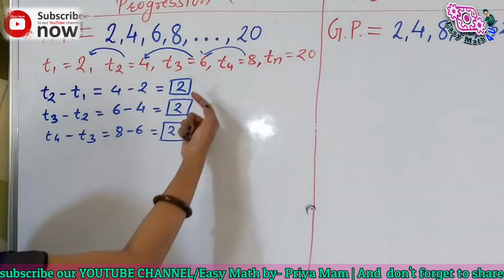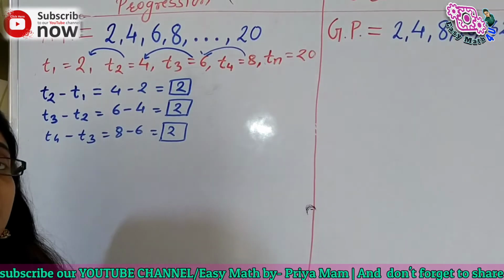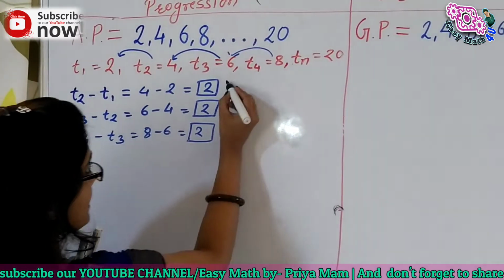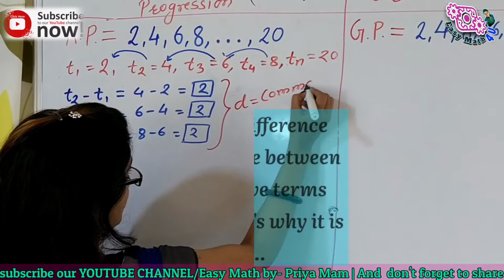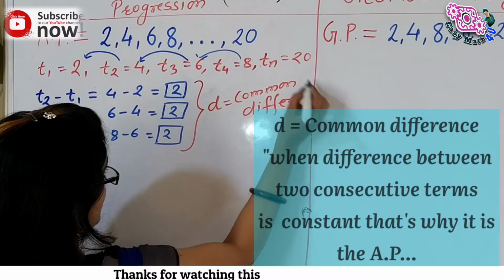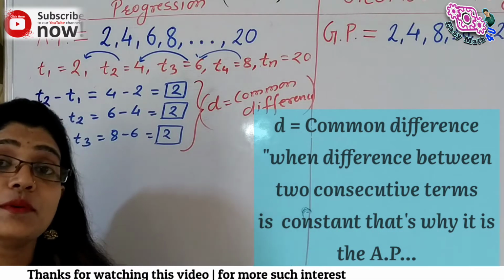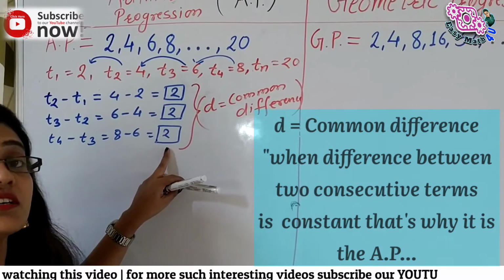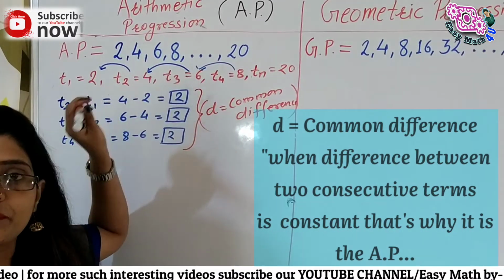So always check whether the difference between two consecutive terms is a constant, and we call it D, that is, common difference. So is this an AP? Yes, it is an AP because the difference between two consecutive terms is a constant. Look, 2, 2 and 2, that's why it is an AP.